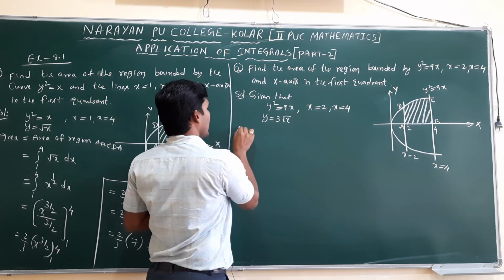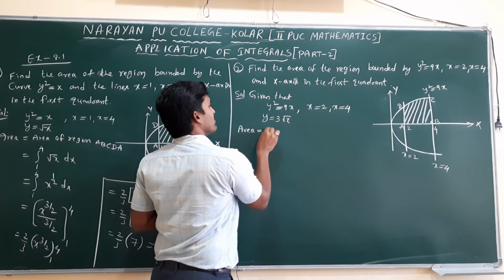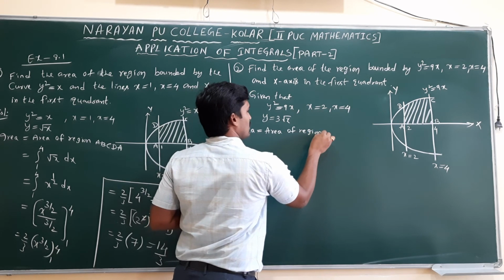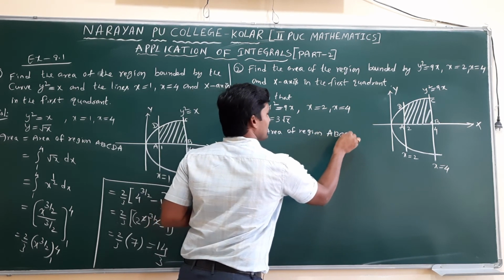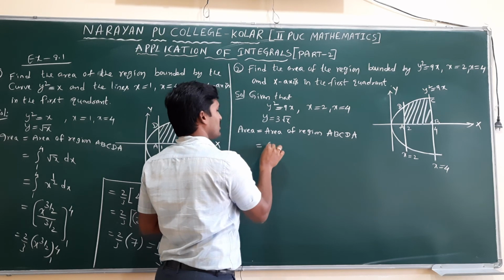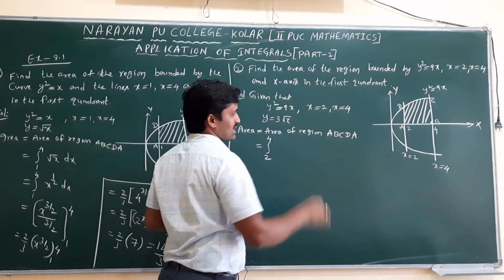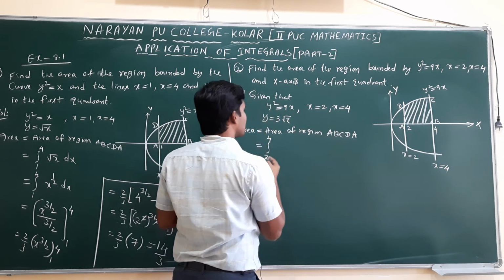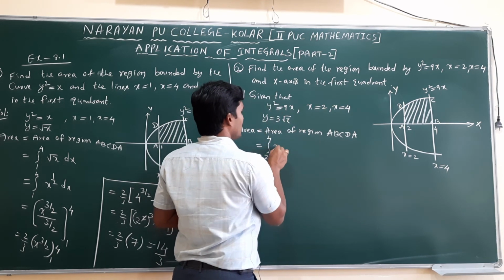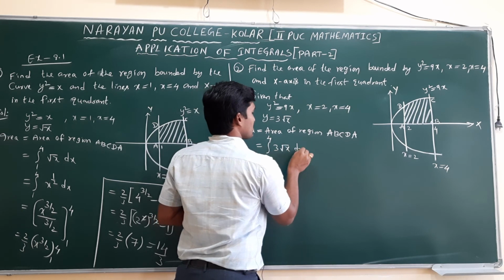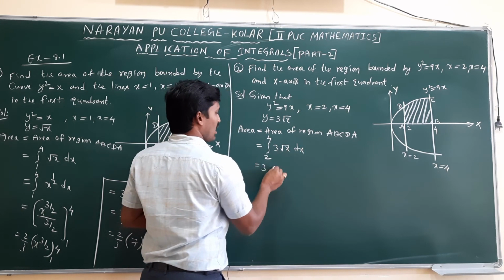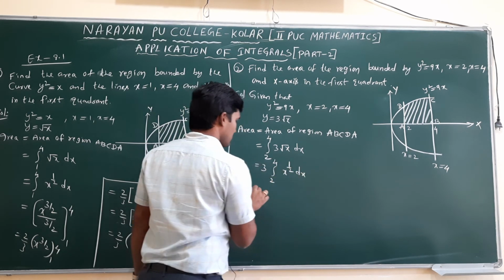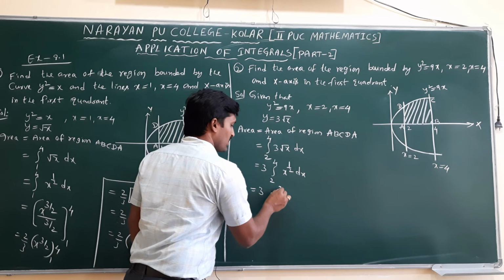So the required area equals the area of region A, B, C, D, A, a closed part. The limits for that region are 2 to 4. Curve y dx, because we are doing with respect to x limits and x values. 3 into root x dx. Now 3 is a constant, take it common: 3 into integral 2 to 4 of root x, which is x power 1 by 2 dx.